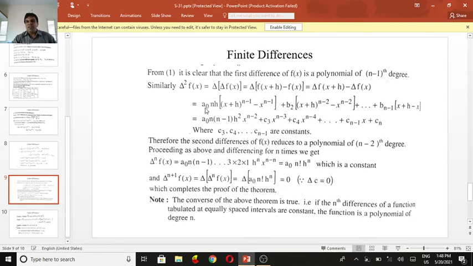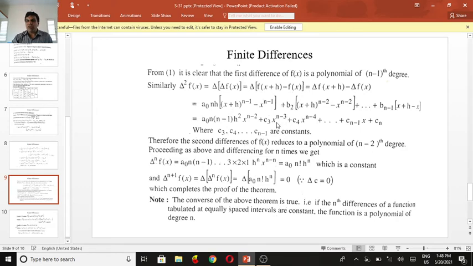We get a0 n h (x plus h) whole power n minus 1 minus x power n minus 1 plus b2 (x plus h) whole power n minus 2 minus x power n minus 2 plus etc., b n minus 1 (x plus h minus x). So simplifying, again we expand: a0 n minus 1 h square x to the power of n minus 2 plus c3 x power n minus 3, c4. So these coefficients, again we get some coefficients b2 term, again x term. So product b2 x power something, b3 x power something, again that product is a constant.